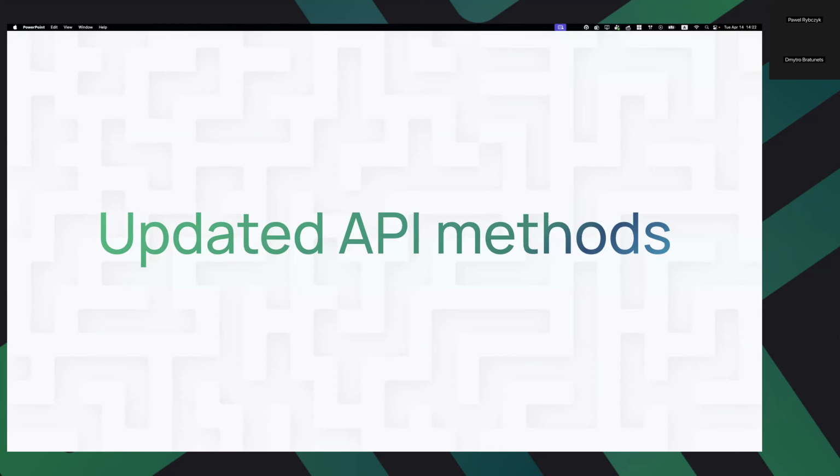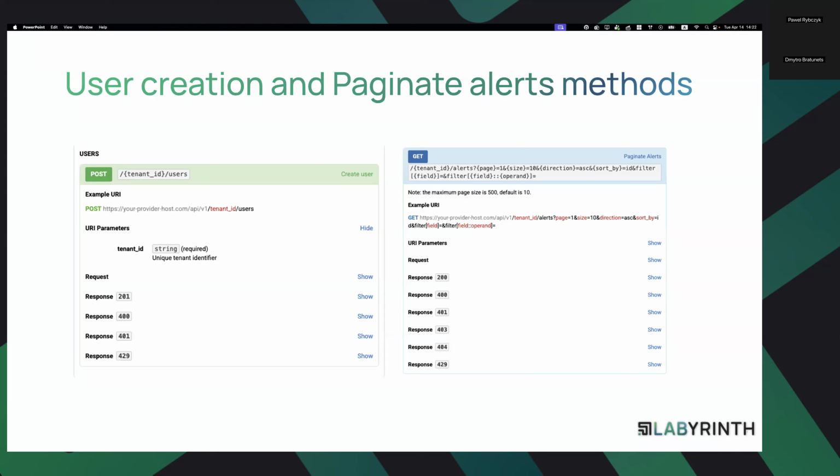It's the new and updated API methods. In this release, we introduced several quality of life updates for the API. You can now filter alerts by various criteria within the paginate alerts fields, allowing you to quickly extract exactly the data you need. Additionally, we've added a new create user method. This enables you to automate the onboarding process for new colleagues and streamline user management.